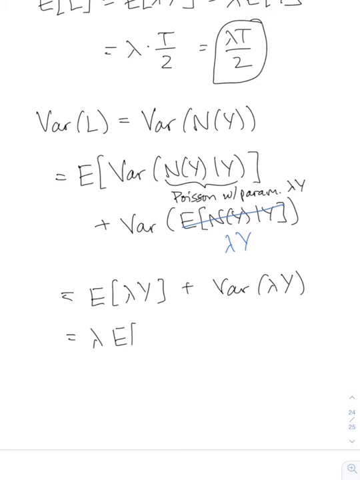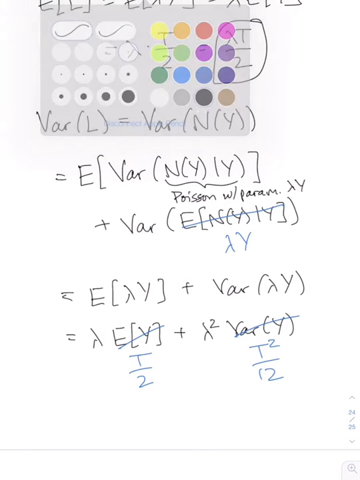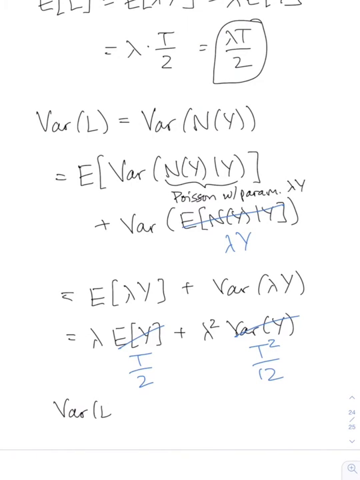So it's lambda times the expected value of Y plus lambda squared times the variance of Y. Y is uniform 0 to t, so the expected value is t over 2. And then you have to remember the variance of a uniform on an interval from 0 to t, and it is t squared over 12. All right, so we get the variance of L is lambda t over 2 plus lambda squared t squared over 12.